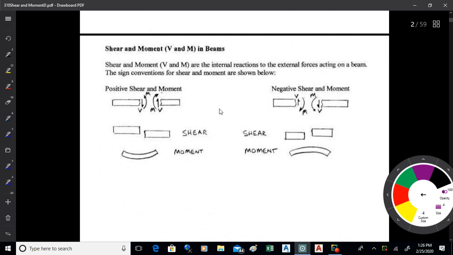Okay, so shear and moment in beams causes internal stresses, and that's what you design for when you design things, is the internal stresses. So what we're going to do is go inside the beams and try and find the internal shear and the internal moment.